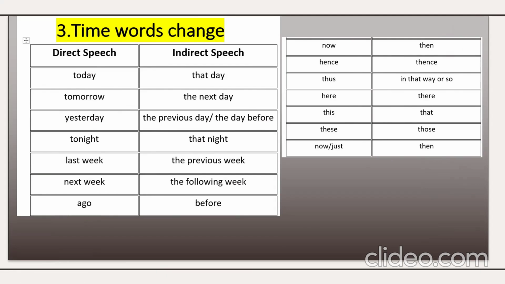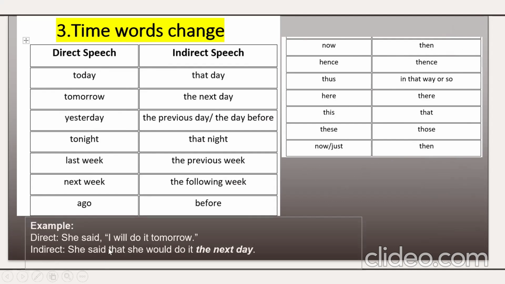Example, she said, I'll do it tomorrow. So she said that she would do it the next day. So the time word has changed. Tomorrow has become the next day according to this table. Okay.